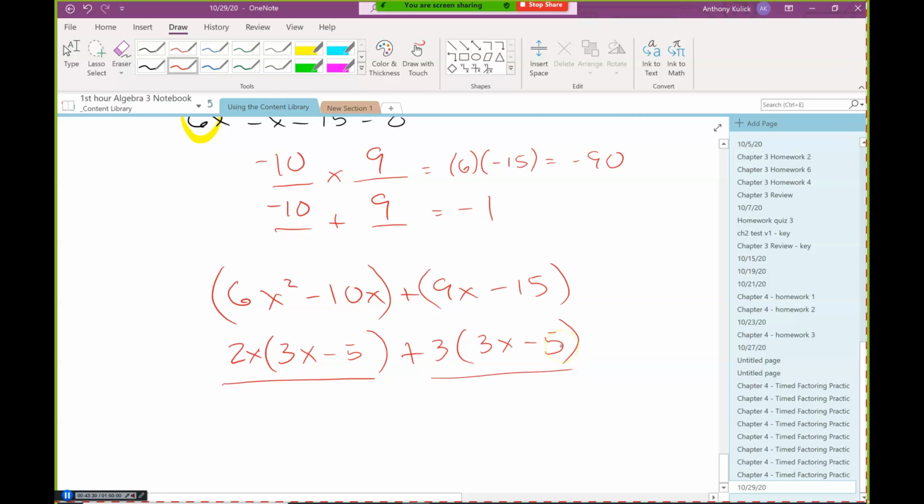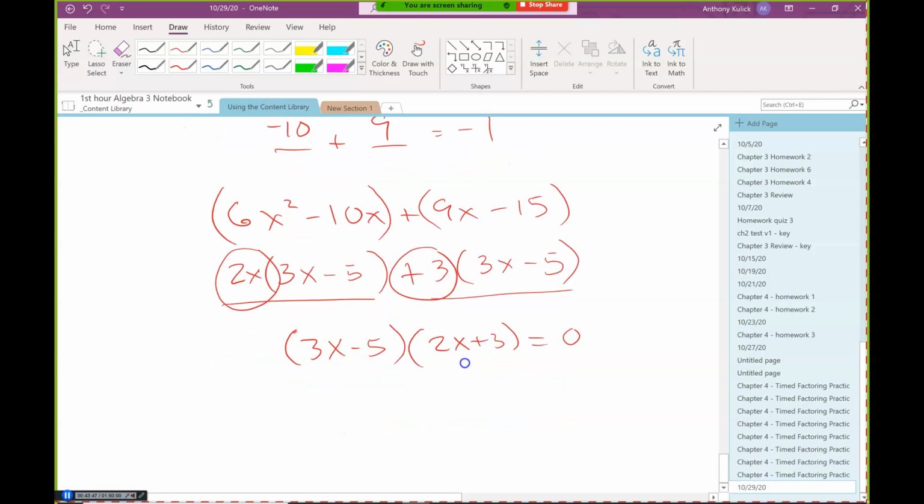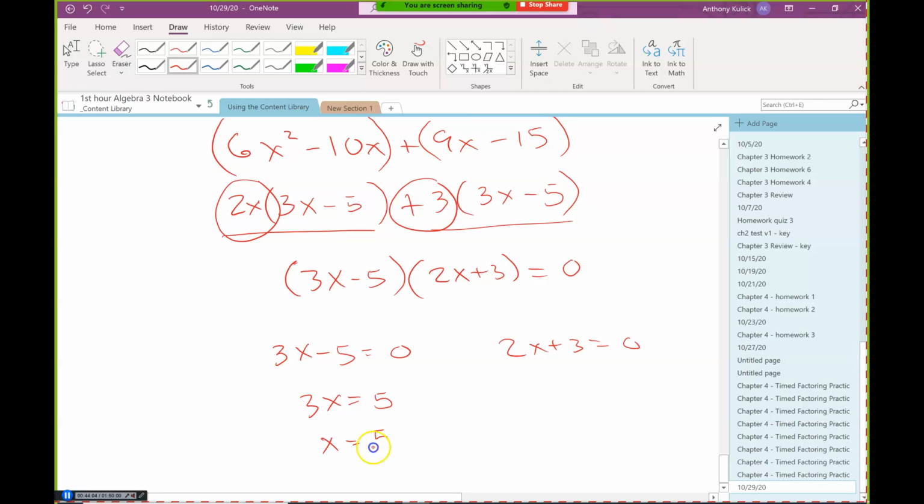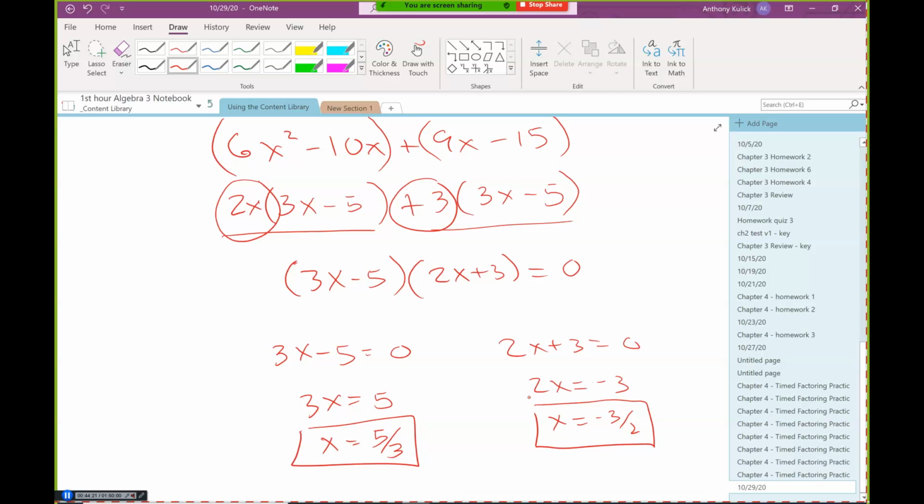Now if I look at these as two separate pieces and I look for something in common, we notice there's a 3x minus 5 in each of them. That leaves me with 2x plus 3. So there's our factored form. Now that it's factored, I can apply the zero product property to set each factor equal to 0. So I can add 5 and then divide by 3. And then I can subtract 3 and divide by 2. We okay there? Good.